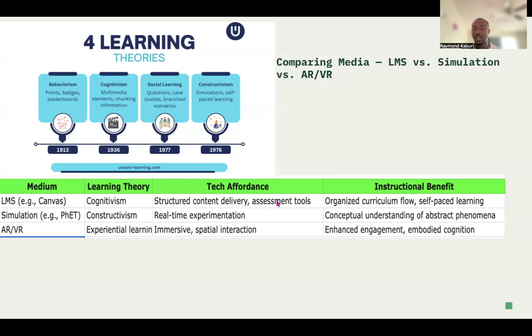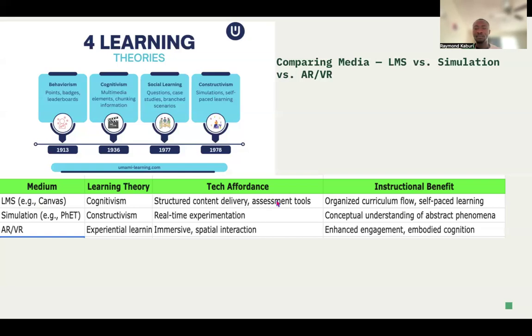And the instructional benefits that we can get from this is that it enhances our engagement, because we have been made to know that experiential learning theory involves learning by activity, learning by hands-on doing, and learning by engagement between learners themselves and between the learners and the teachers. And it also embodies cognition. So these are some of the tech affordances of a few learning media, the learning theories that they fall under, and their instructional benefits.